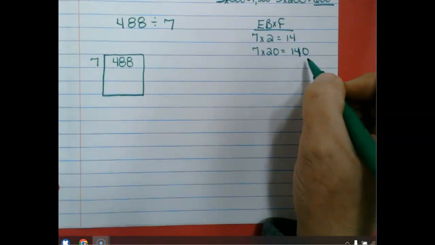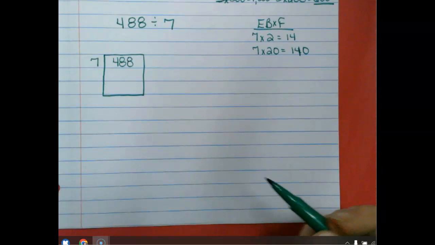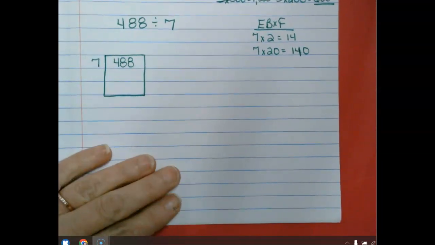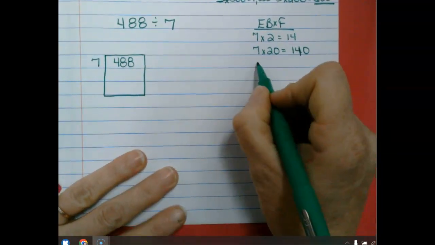I don't need to go to 200 because that's going to put me in the thousands, and I'm not dividing into a dividend that's that big. So I'm not even going to go there. What about, let's see, I know my 5s.